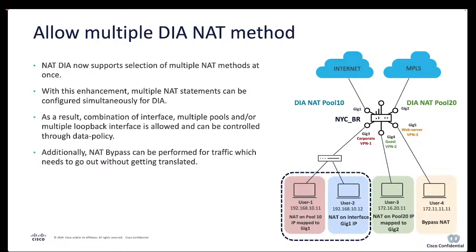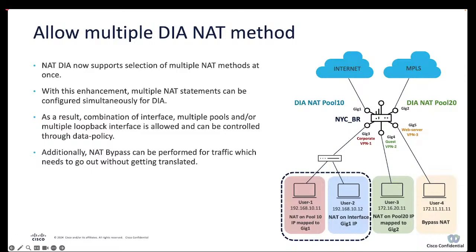And you also have the ability to configure that any traffic that does not match the NAT DIA pool or whatever method you have created in the centralized data policy will fall back to the default interface where you have enabled the NAT, right?